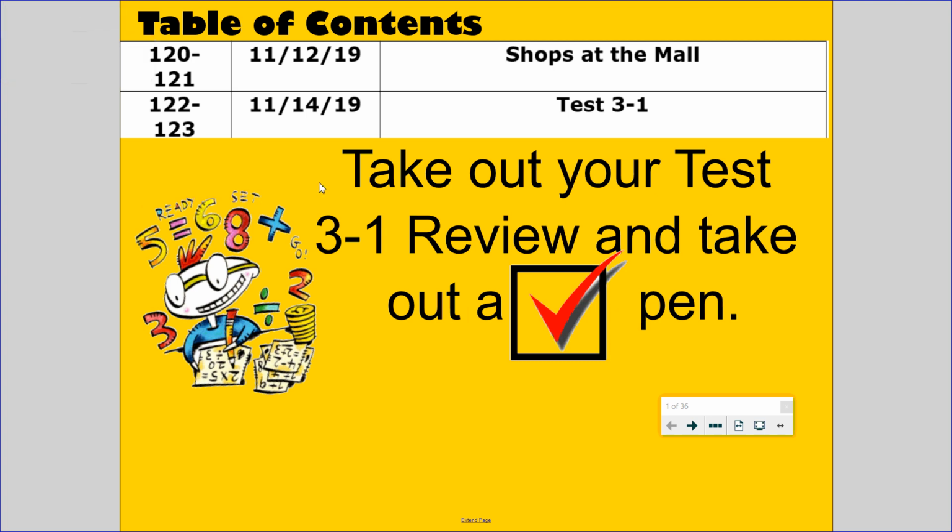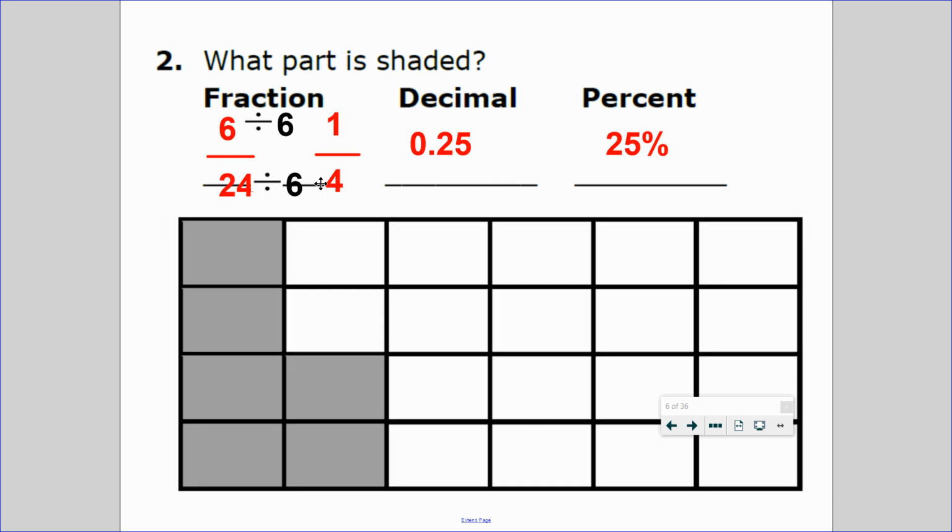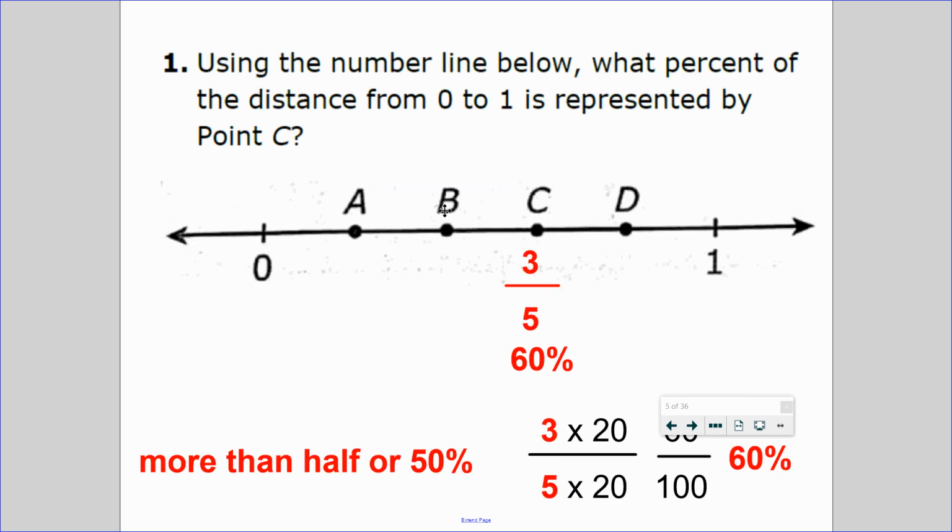Welcome. This is for test 3-1 review to get you ready to be successful on the upcoming test, which is tomorrow. So what do you need to know? Well, number one, you need to know how to look at a number line and find the parts of it.